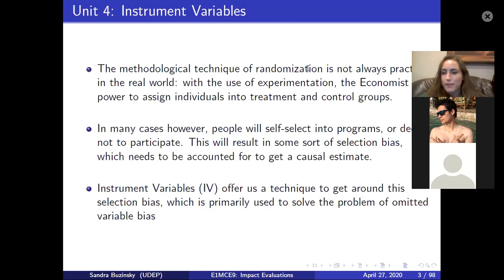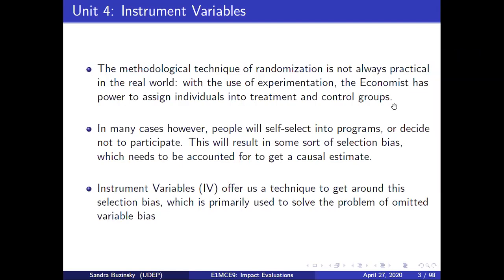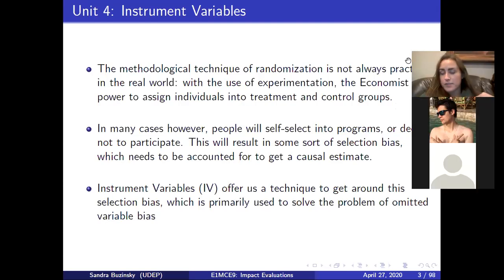Okay, so we talked about randomization and it's super easy, super straightforward, but it's not always practical in the real world. With an experiment, we have the power to assign individuals into treatment and control groups. However, in many cases, there are programs that already exist, and people will have self-selected into these programs, or decided not to participate, right? So there is self-selection bias going on here, and we need to address that to get a causal estimate.